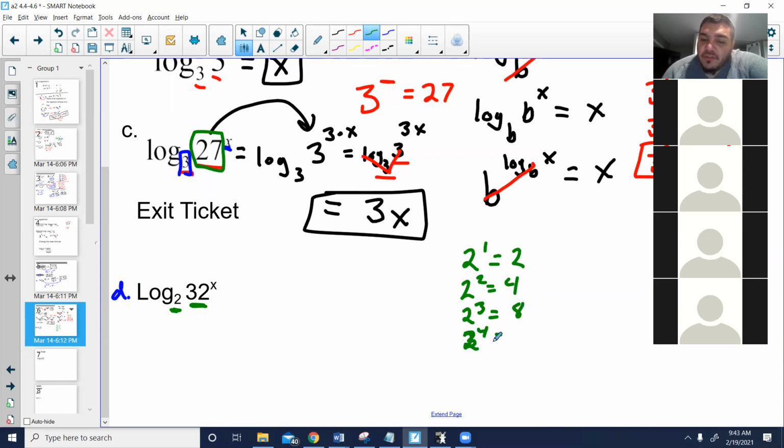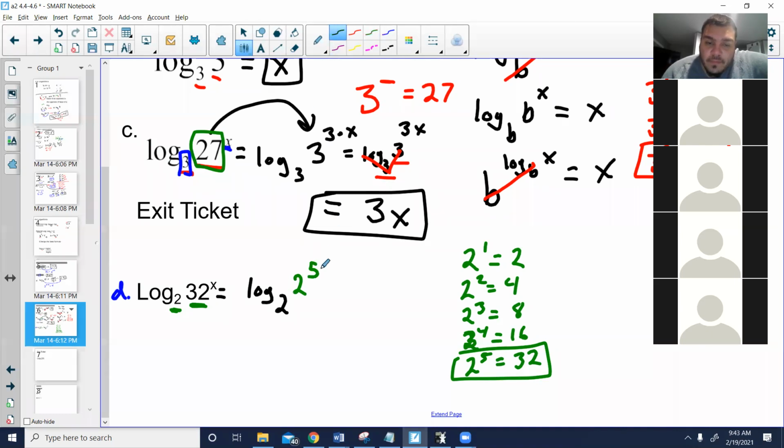2 to the fourth. I wrote 3 for some reason. 2 to the fourth, 16. That ain't it. 2 to the fifth, 32. Wait a second. That's what I was looking for. So if it is 32, I can replace it with 2 to the 5th. So I have log base 2, and this 32 turns into 2 to the 5th power, to the x. So don't forget that little x right there.